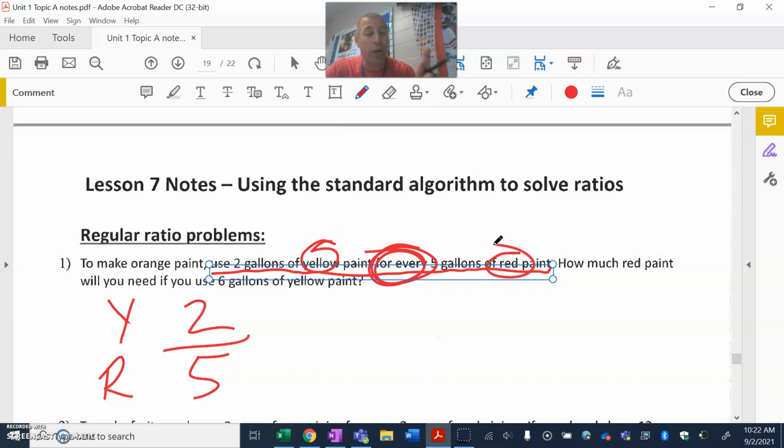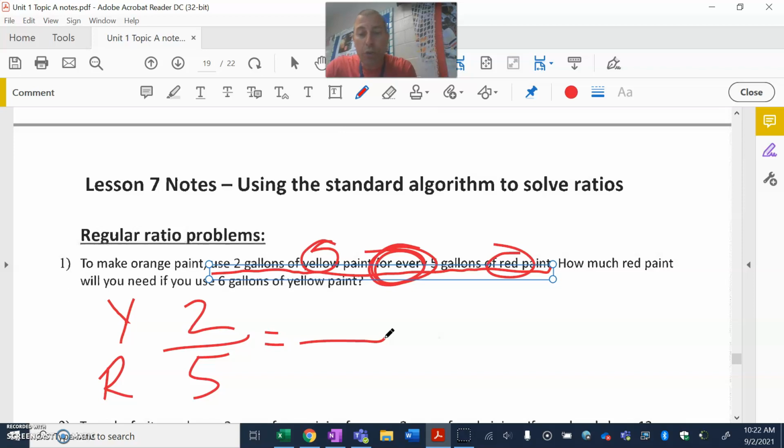Now, the question wants to know, how much red paint will you need if you use 6 gallons of yellow paint? Well, we're going to be making a ratio, which is simply an equivalent fraction, which is why I'm setting an equal to it. Equivalent means equal, and again, a ratio, we're writing it in fraction form.